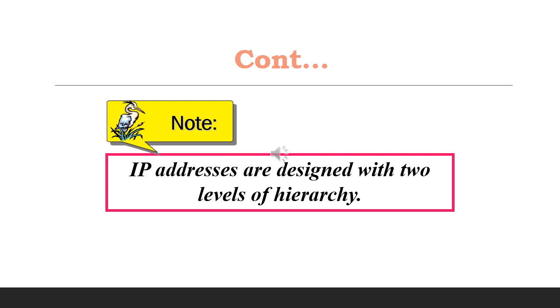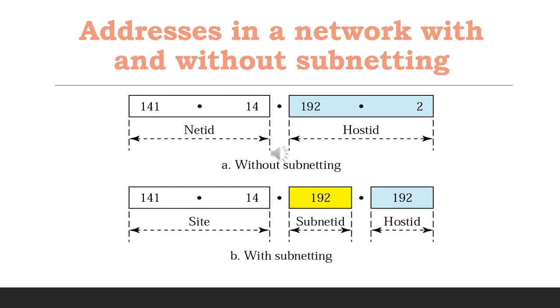IP addresses are designed with two levels of hierarchy. Here are addresses in a network with and without subnetting. So if we have a net ID and a host ID, that is without subnetting, and then we have with subnetting.